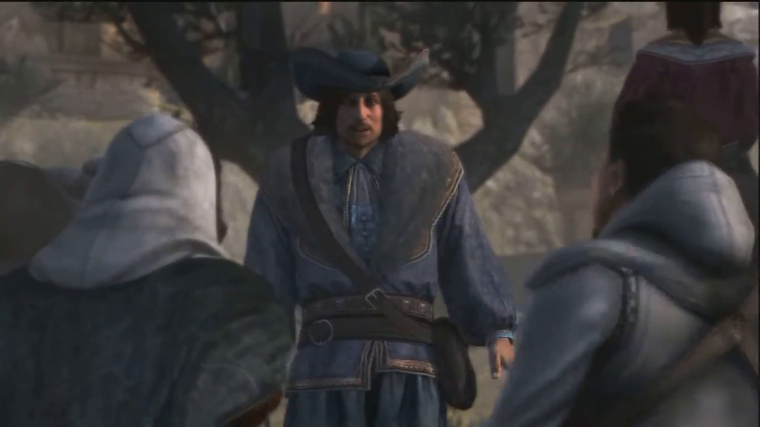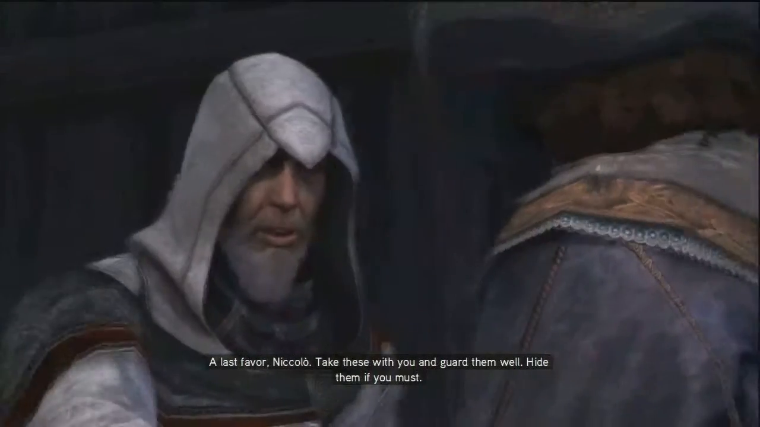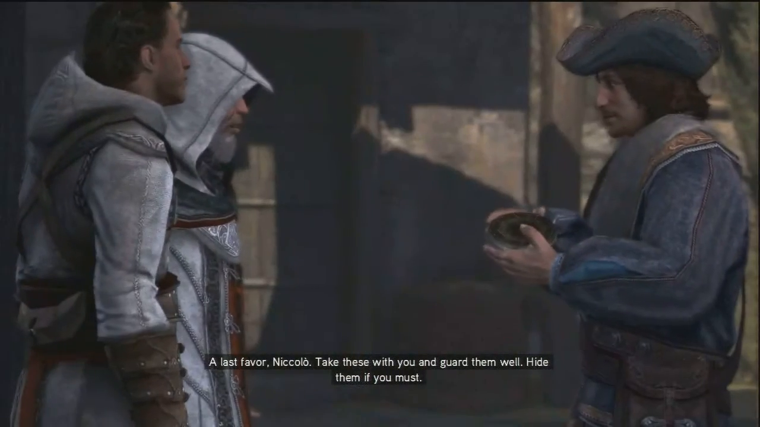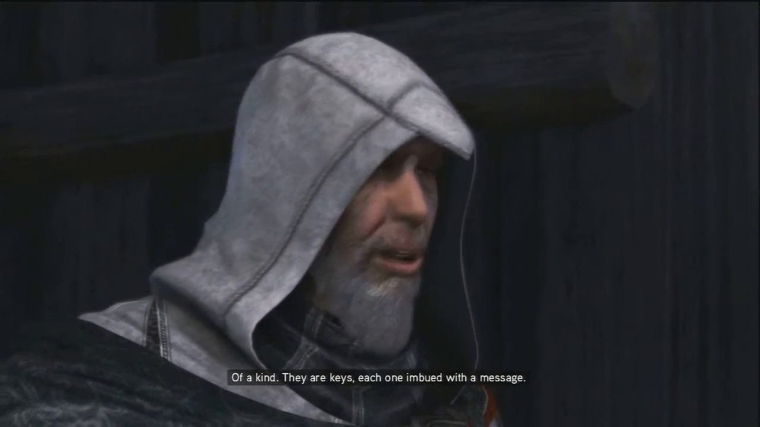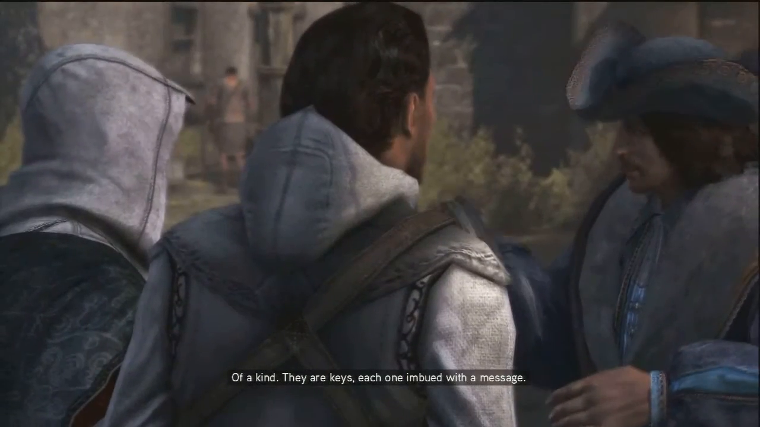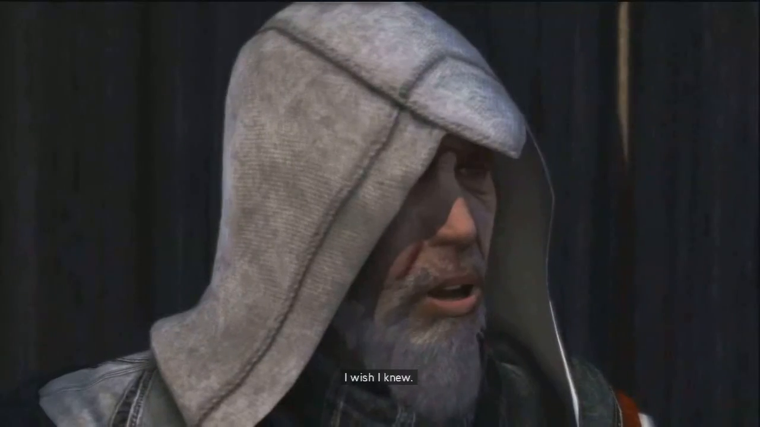We are ready. A last favor, Niccolo. Take these with you and guard them well. Hide them if you must. Artifacts? Of a kind. They are keys. Each one imbued with a message. A message for whom? I wish I knew.